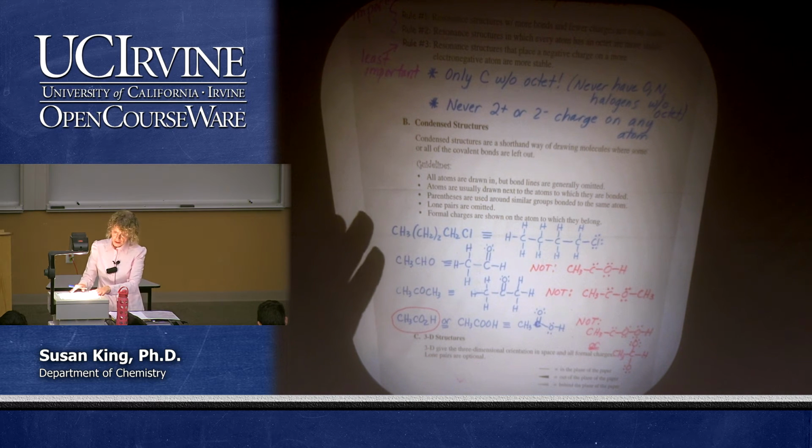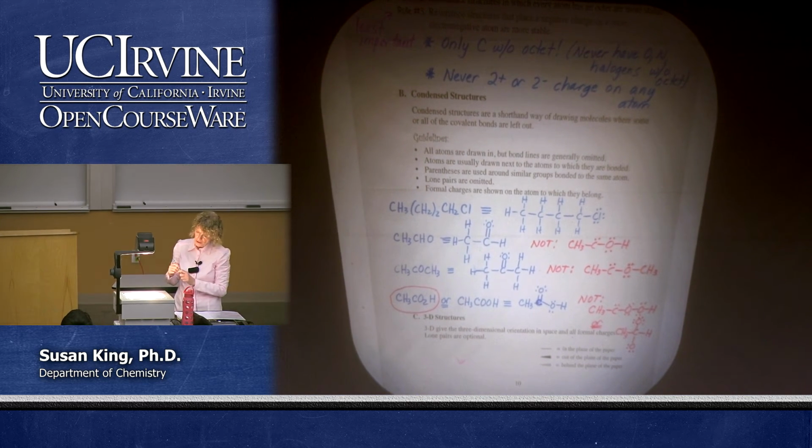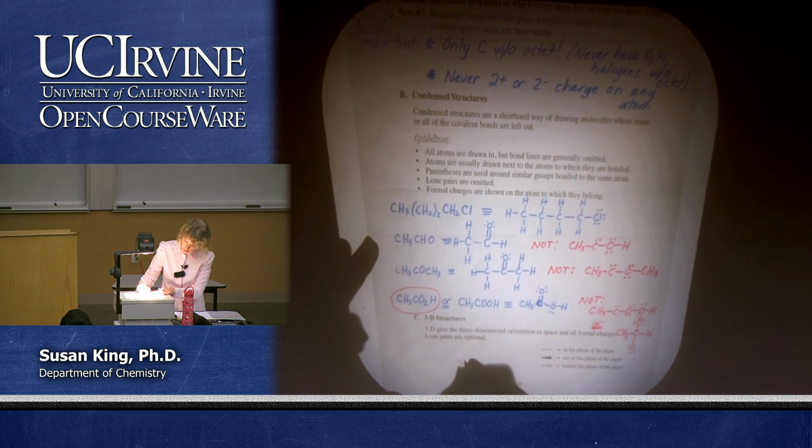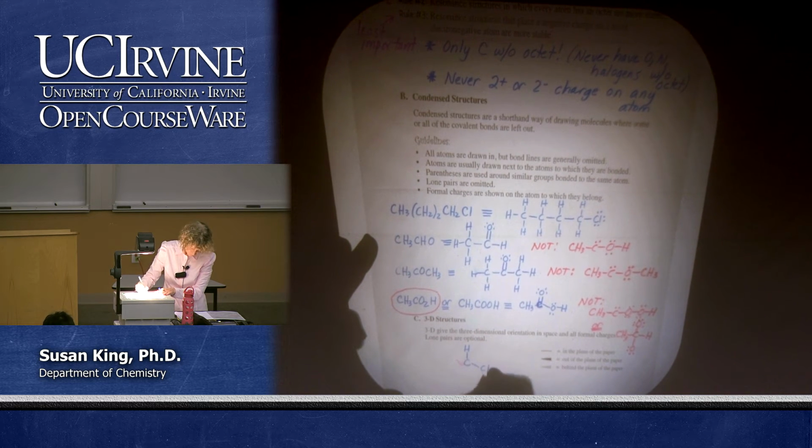All right, so there's condensed structures. There's three-dimensional structures. 3D structures give the 3D orientation in space and all formal charges, but we don't have to put lone pairs. We can if we want, but we don't have to.